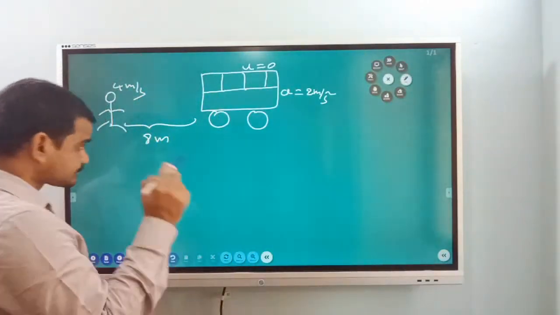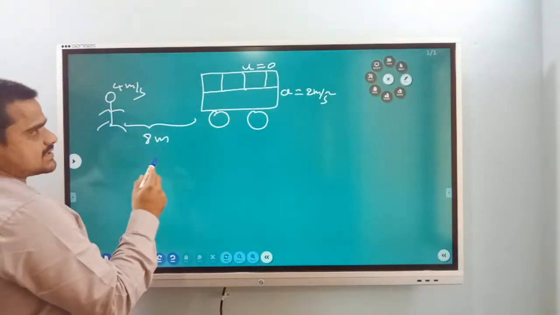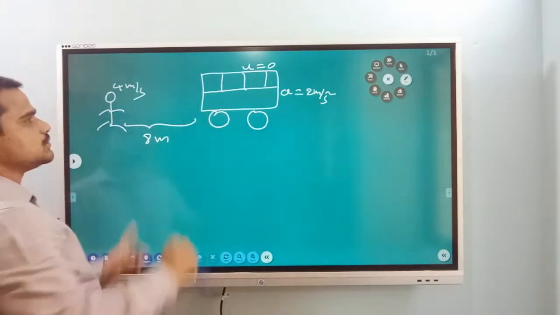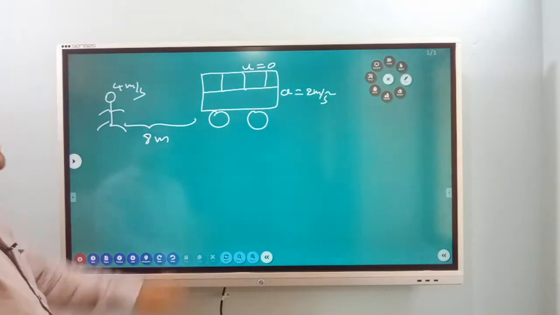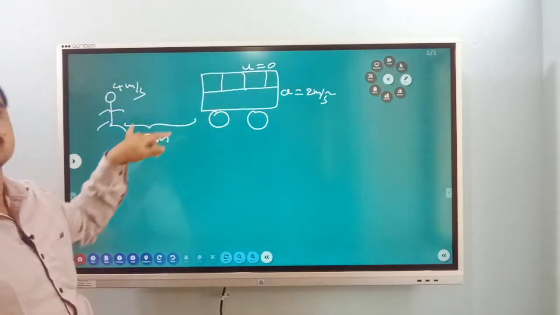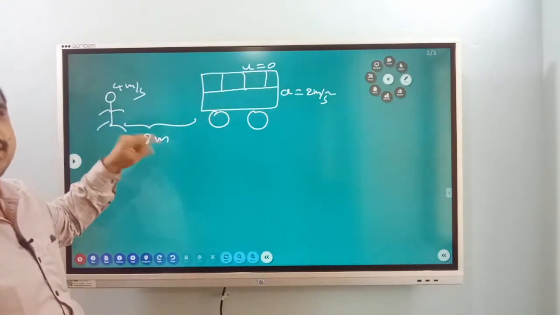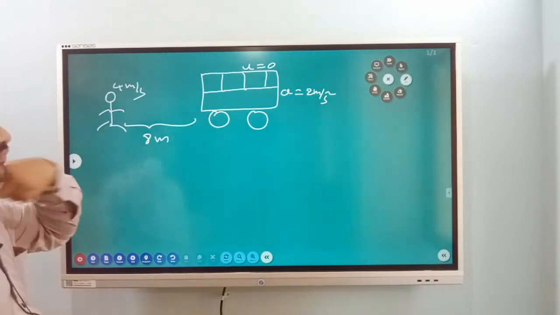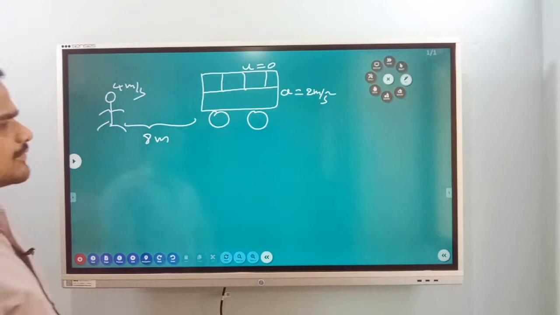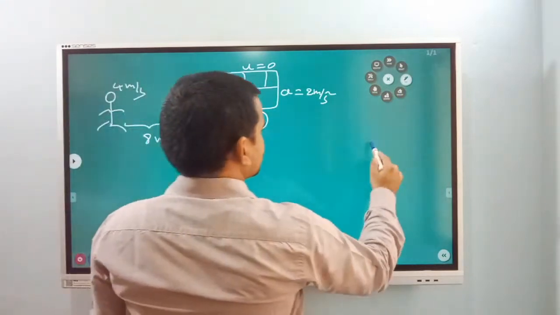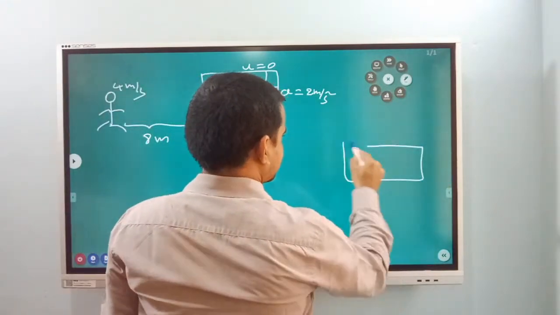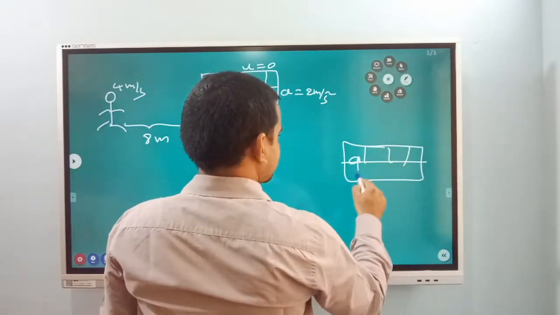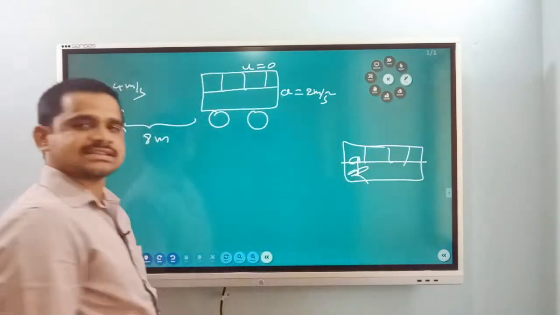See here, if the bus is at rest, we can say easily in 2 seconds he will catch the bus. The bus is not moving, he was 8 meters away. What is his speed? 4 meters per second. 8 meters means in 2 seconds he will catch the bus. Fine. Now the bus is moving. After some time, I'm drawing here, let's imagine that the boy catches the bus.